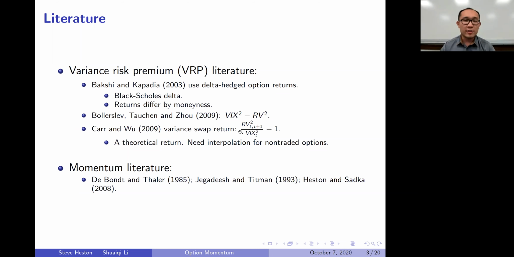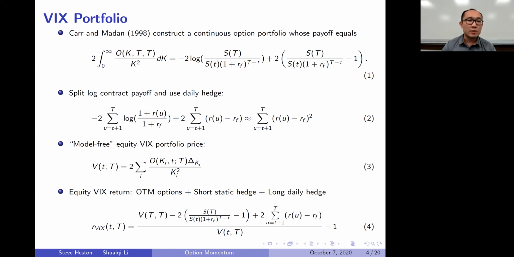So this return is a theoretical return because it requires the interpolation of thousands of non-traded options in the option market. In the VIX portfolio in this paper, we only use the tradable option contracts with real market prices to construct the VIX portfolio, so that we could compute the exact return of the VIX portfolio instead of a theoretical return. This paper is also related to the momentum literature just mentioned. Next, let me start with the construction of the VIX portfolio in this paper.